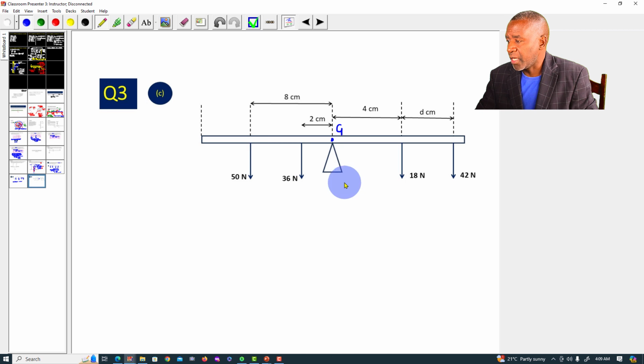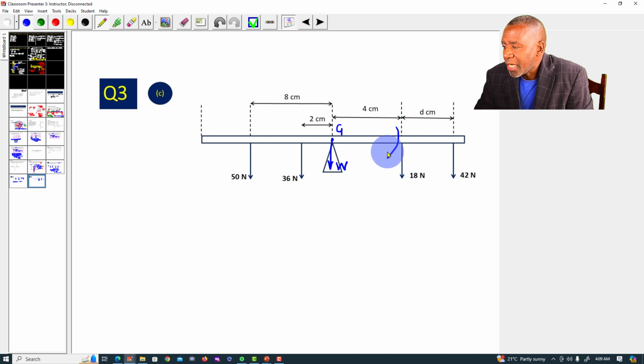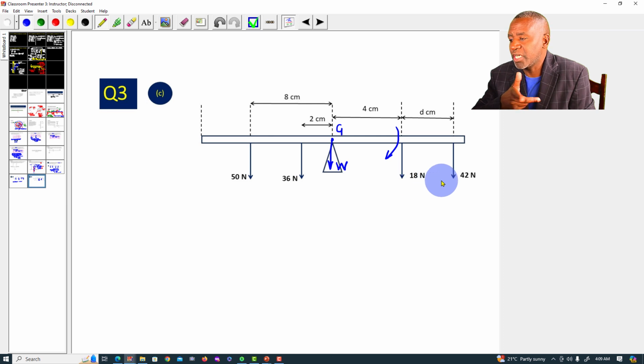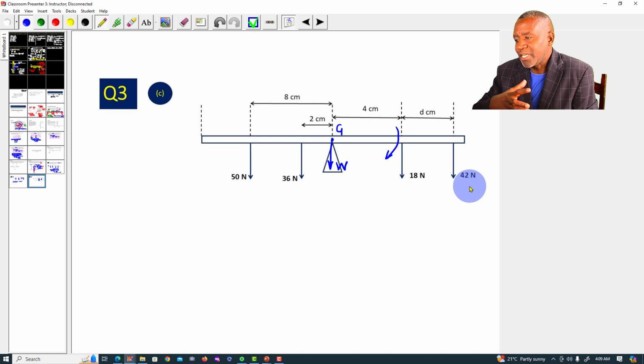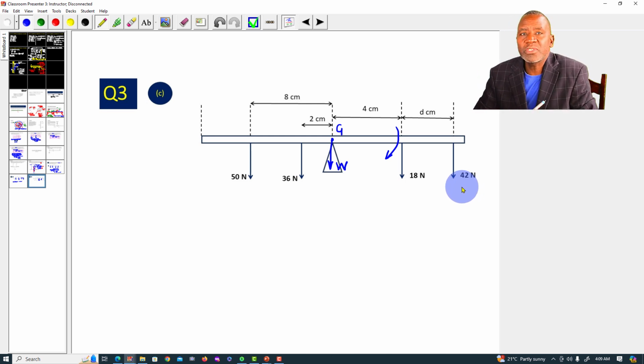So the moment due to the weight of this object above that turning point, of course, becomes 0. So we forget about that. 18 Newton force. Actually, in your textbook, you'll find that this 18 Newton force is 1.8, and the 42 Newton force is 4.2. But I've just decided to change a few values so that you do not just concentrate on the final value, but you want to know the method that is used to solve this particular question.